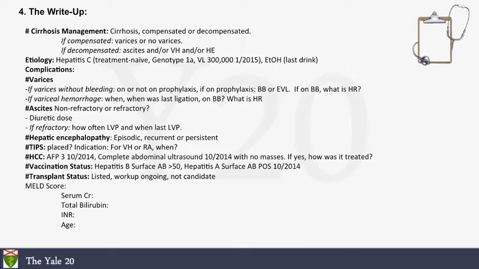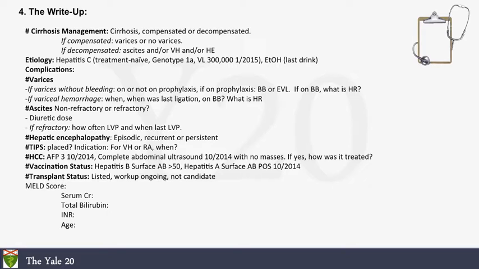So, cirrhosis management. First, you want to write compensated or decompensated. If compensated, remember, do they have varices or do they not have varices but still have portal hypertension? Decompensated, what are the ascites? If decompensated, ascites, variceal hemorrhage, or encephalopathy. Go through the etiology, going through each of the decompensations to see yes, do they have it, or no, do they not have it, and then giving information for each one.